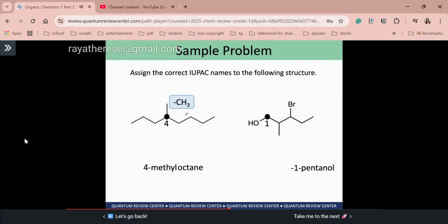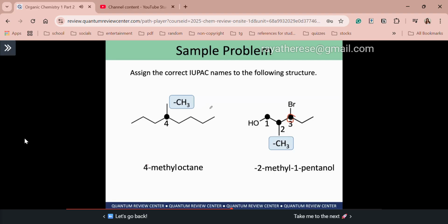Okay, let's analyze the substituent. Step 2, your prefixes. If this is the C1 position, at the C2 position, we have what substituent? Methyl. Okay? So again, class, remember, the arrangement is alphabetical. So even though methyl has the lower number compared to our next substituent, we will follow the alphabetical rule. For our last substituent, we have bromine. For our prefix, we use bromo. For C3, we have the bromo substituent. And that's it. That's your 3-bromo-2-methyl-1-pentanol.